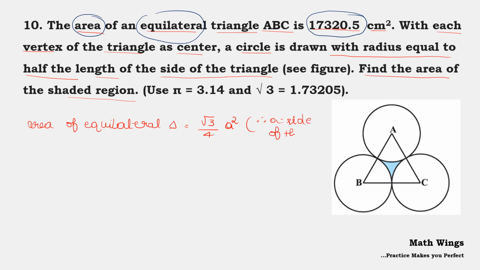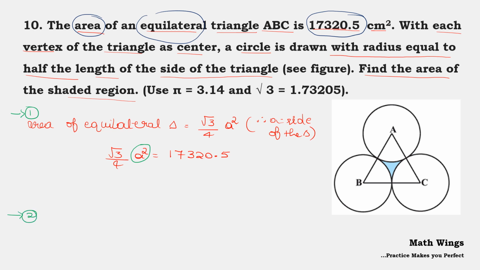Side of the triangle. Now, what we have been given? We have been given root 3 by 4 a square is equal to 17,320.5 centimeter square. So, if you observe, what is the unknown here? We have a square, that is unknown, which is the side of the triangle. This is the first part of the question. Now, let us see what is the second part of the question.